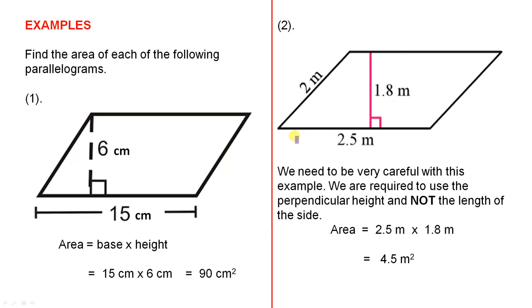For example 2, we have a base of 2.5 metres, a perpendicular height of 1.8 metres, and the length of that side there is 2 metres. I've just written a little note here. We need to be very careful with this example. We are required to use the perpendicular height and not the length of the side. So we have to use 1.8, not 2. So the area will be 2.5 metres times 1.8 metres, and that's 4.5 square metres.